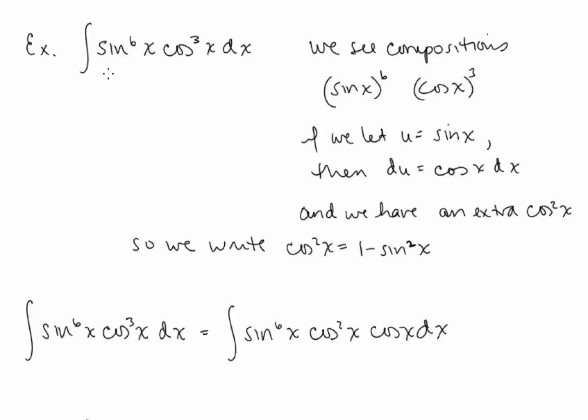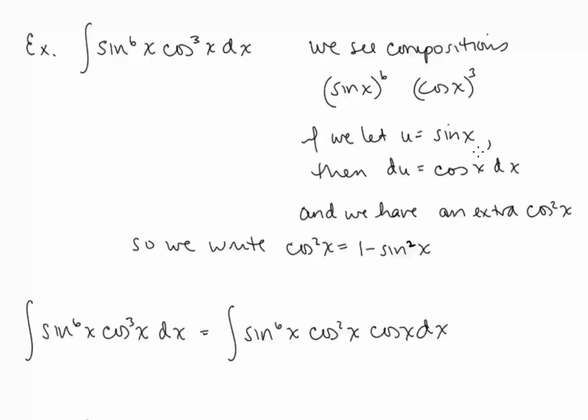And so what compositions do we see here? We see sine x taken to the 6th power. We also see cosine x taken to the 3rd power. So at first, it might look like we have two options. Let's explore them. If we let u be equal to sine x, then du would have to be cosine x dx. And so let's see if that could work here.